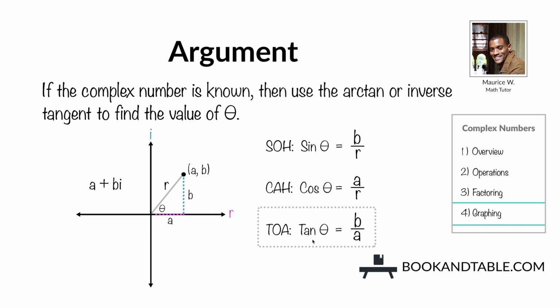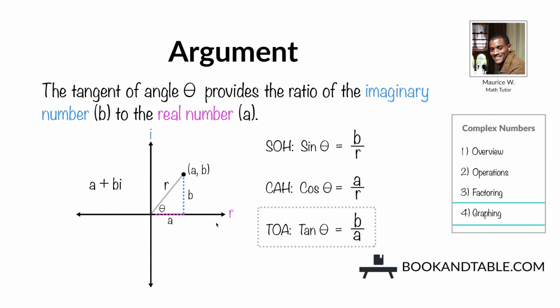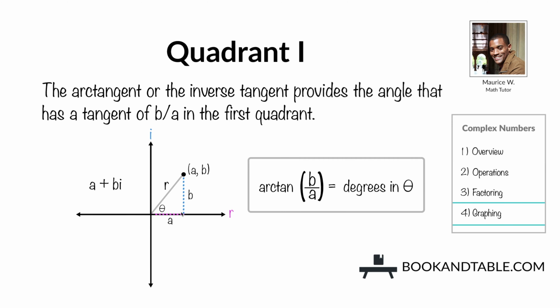Thus, we'll be able to use tan theta for b over a. So the inverse tangent will then give us what the angle is. The tangent of theta provides the ratio of b over a, but the inverse tangent provides the actual angle in degrees. Now the arctangent, or the inverse tangent, provides the angle that has a tangent of b over a in the first quadrant.